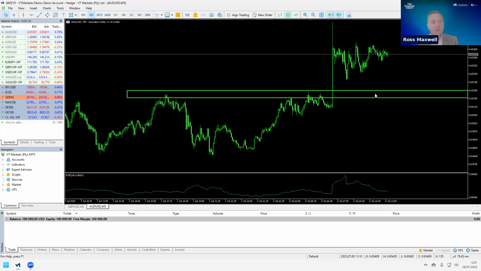So I therefore have an area that I want to act as support. We've got this really strong impulsive move, and we've now got a corrective move. If this market moves back down into this area, then I want to be able to buy it.